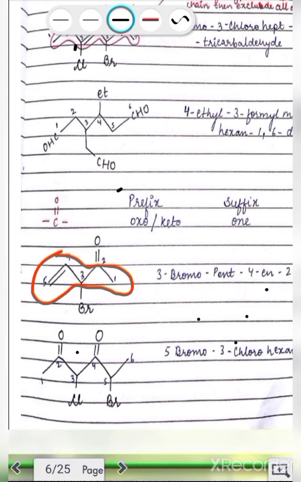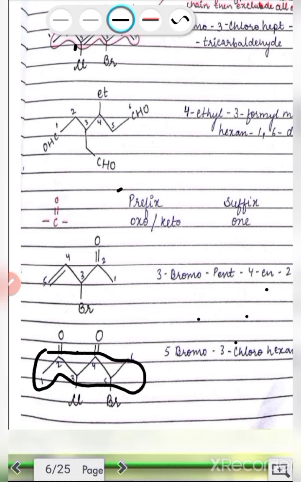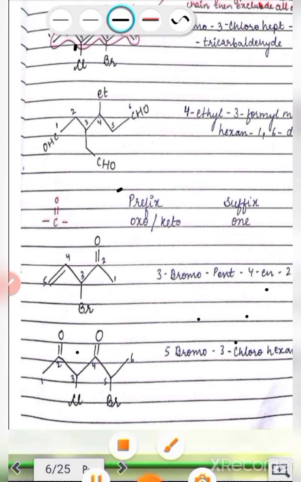You have to number it from the right hand side and the left hand side both ways, and then predict which one is correct and which is not. I have written all the correct names. You can confirm your answer from this. Try to do it on your own. Next, here the parent carbon chain is this one, including both the functional group as well as the substituents. I hope it's been clear.